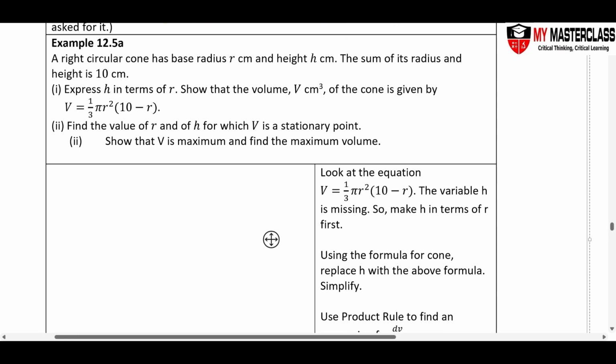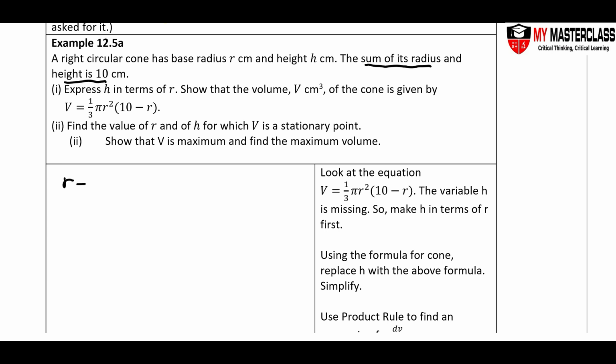Usually most of the time the right circular cone will involve similar triangles. But in this case they did tell you that the sum of the radius and the height is equal to 10. That means r plus h is equal to 10. Now, the question asks you to express h in terms of r. They are very kind to tell you to do so.